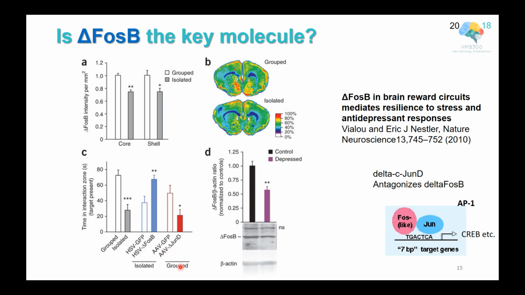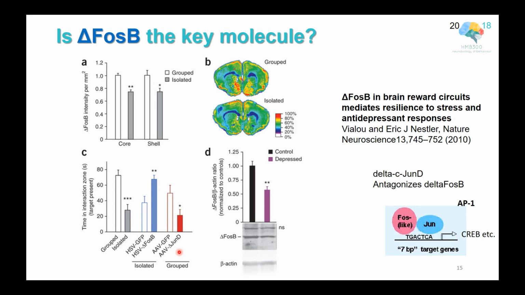These are grouped animals, nice and happy. We expect them to interact really well. And if we introduce GFP, they still interact, not quite as well as they did over here, but let's assume that they interact fairly well. But now let's introduce something that disrupts or reduces the level of delta FosB. How do you reduce the levels of delta FosB? Nowadays, in 2019, you might use a microRNA. You might use RNAi strategies.